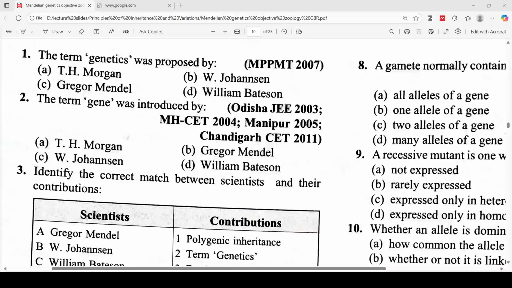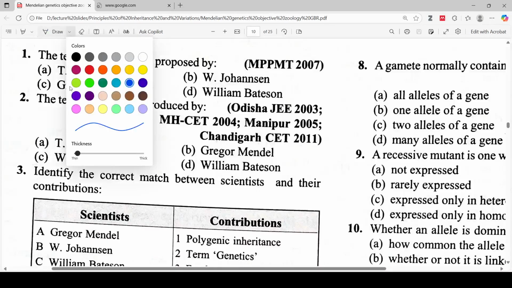Hello guys, today we will discuss some questions from Mendelian inheritance, or the principles of inheritance and variation. So the first question we will start to discuss from here.